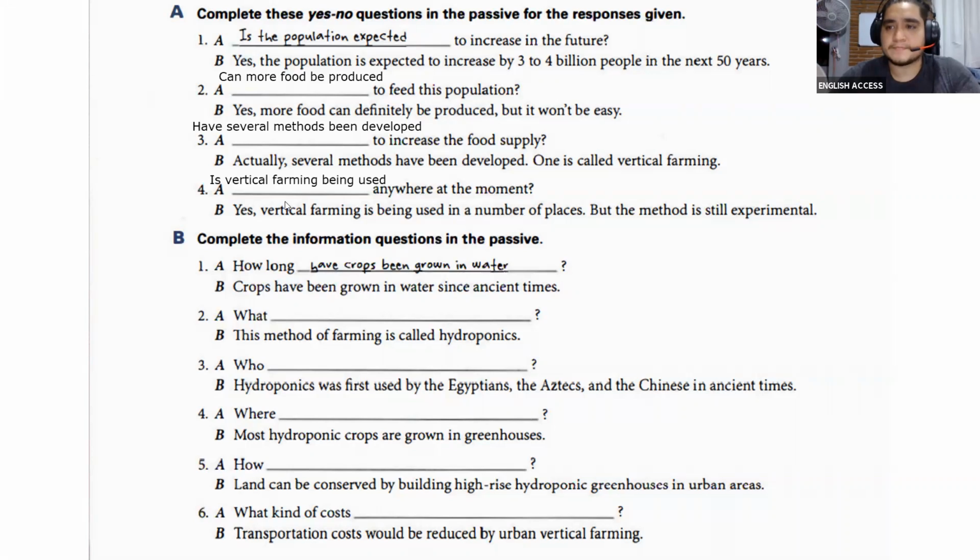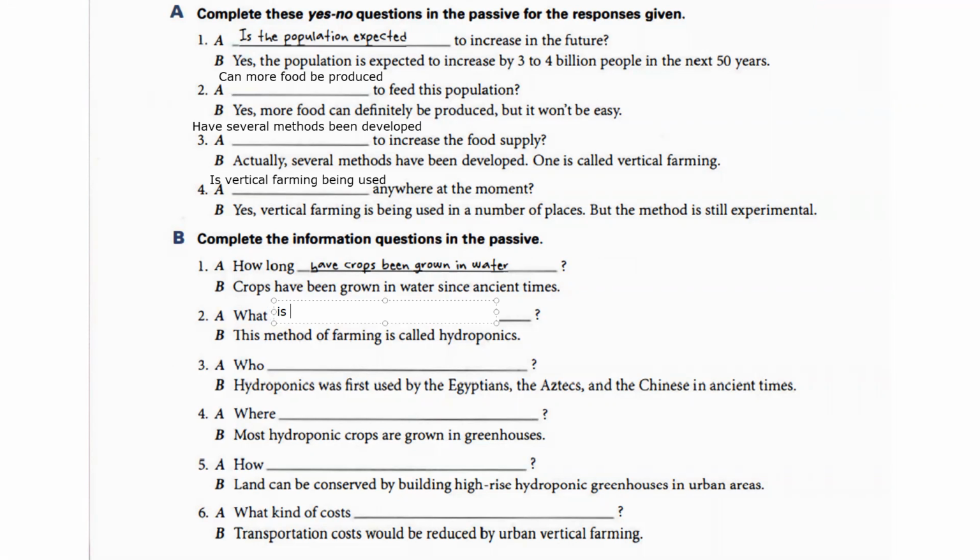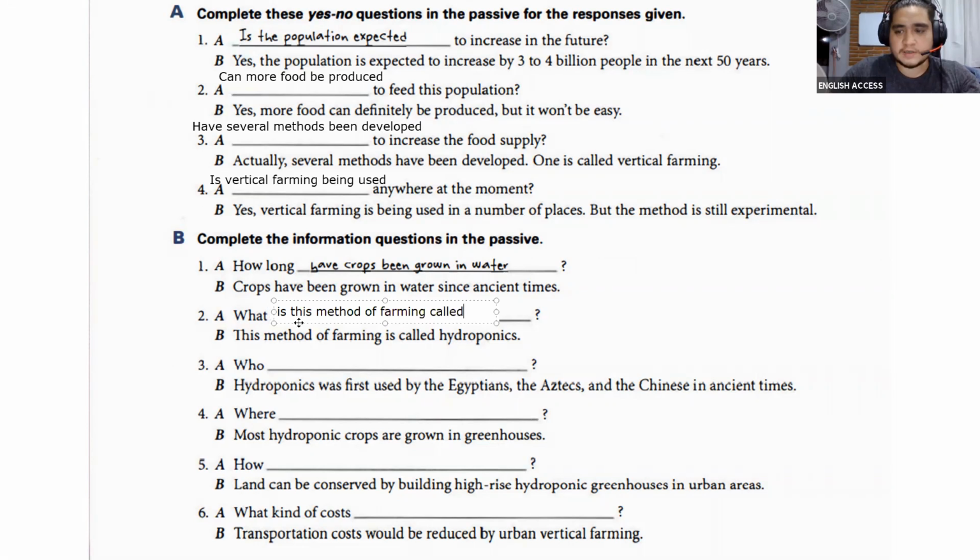Ready? Okay, let's check. Number 2, Gina. Where is this method of farming called? Perfect.